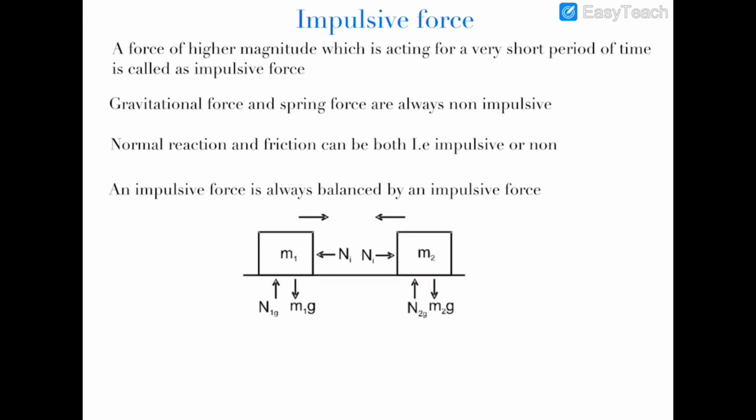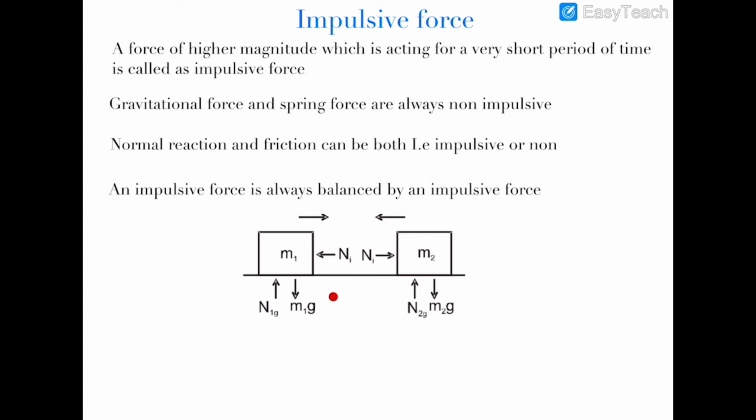Now let us discuss impulsive forces first. A force which has a very high magnitude and which acts for a very small period of time is called an impulsive force. Gravitational force and spring force are always non-impulsive, and the normal reaction and friction can be both impulsive and non-impulsive. An impulsive force is always balanced by an impulsive force. It is not possible that an impulsive force is balanced by a non-impulsive force. So let us see some examples of impulsive forces.